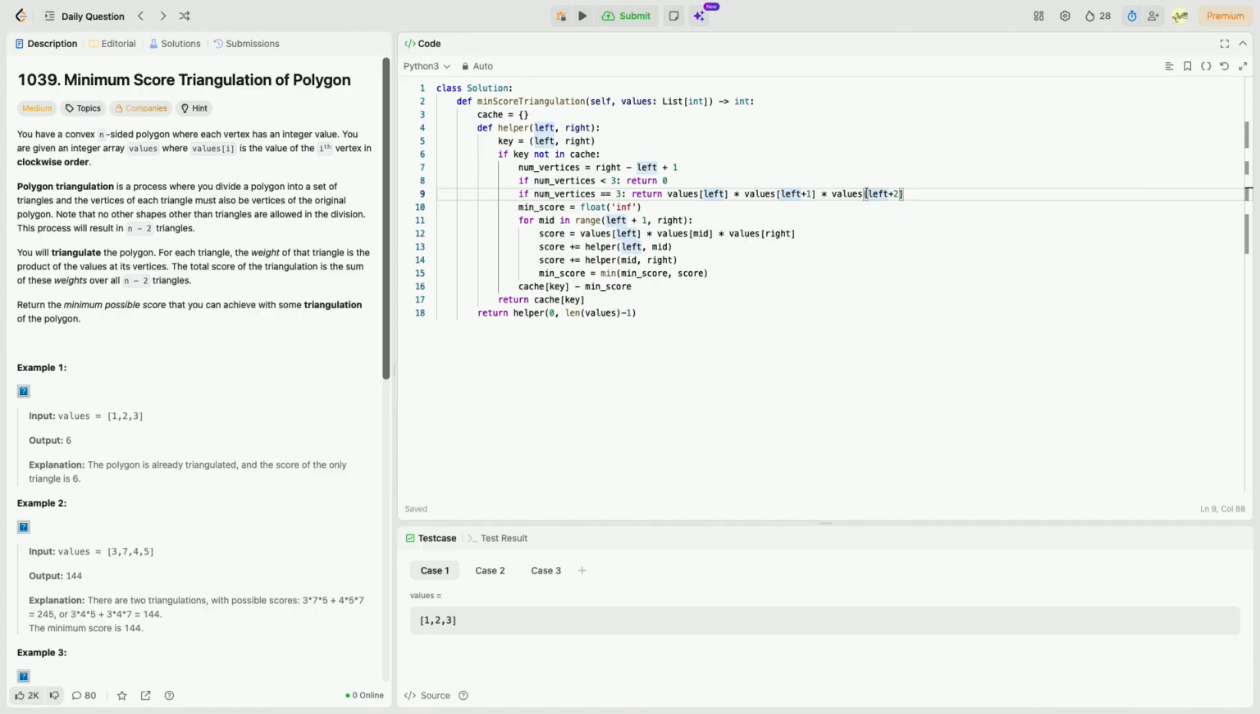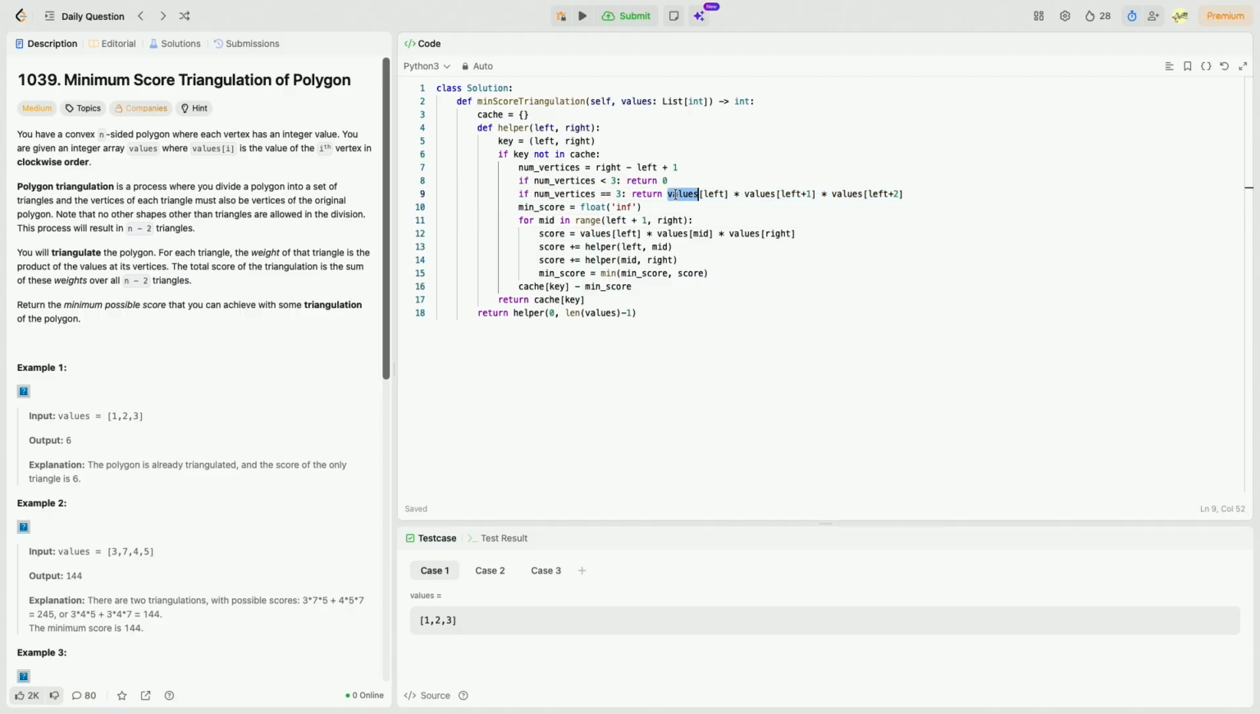Oh, I see. Now, left plus 2 and right. So let's say if left was pointing at 1? Well, then right couldn't point at 0. Okay, so that should be fine.